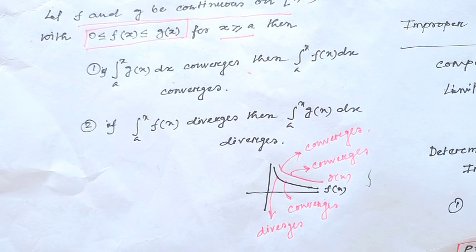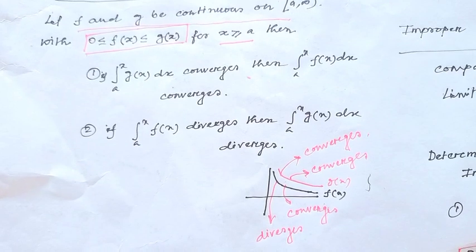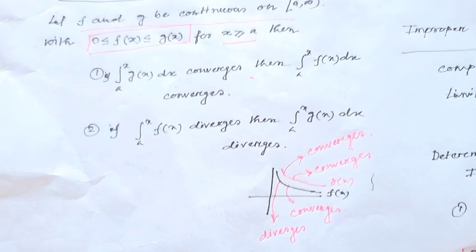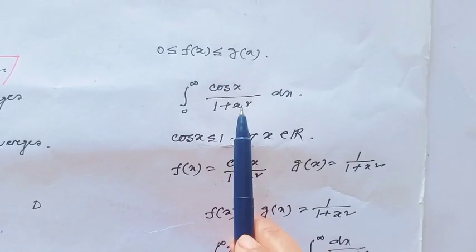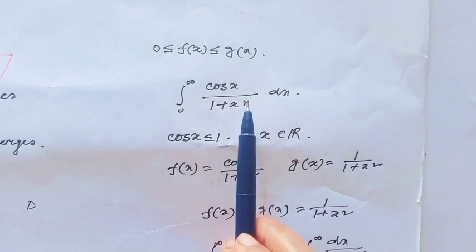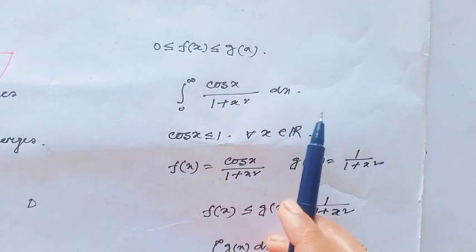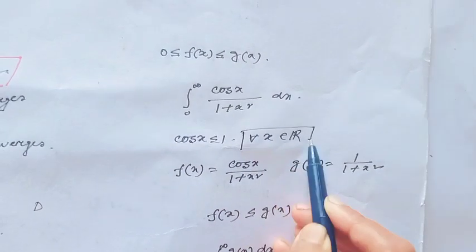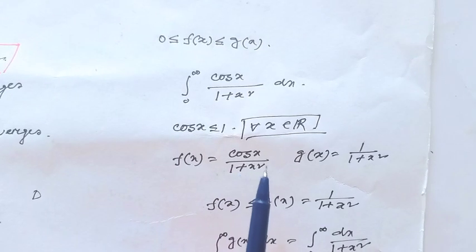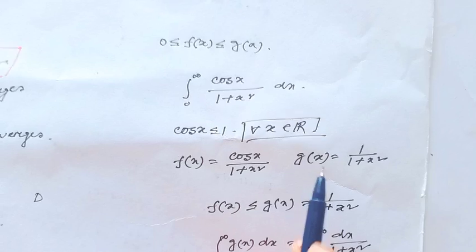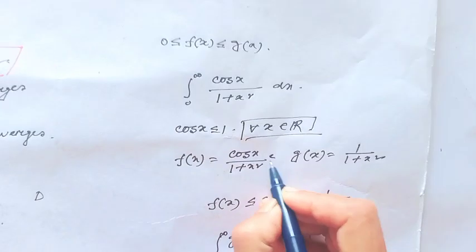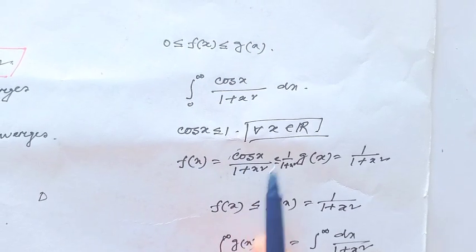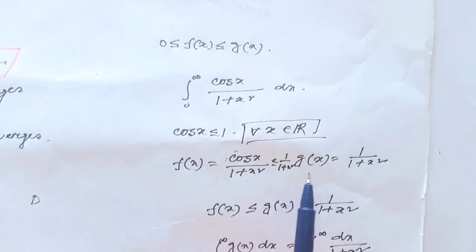In my previous video, I defined this test elaborately. Today is actually just a review. Today I will see what the limit comparison test is. As an example, consider integration 0 to infinity cos x over 1 plus x squared dx. We all know cos x is less than or equal to 1 for all x belonging to R. So obviously cos x over 1 plus x squared is less than or equal to 1 over 1 plus x squared. So consider f(x) equal to this function and g(x) equal to 1 over 1 plus x squared.